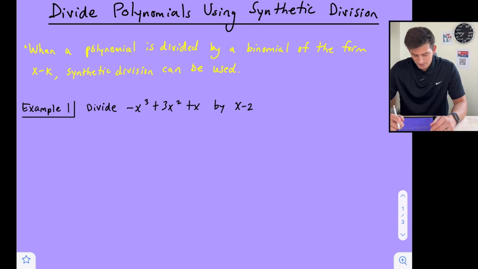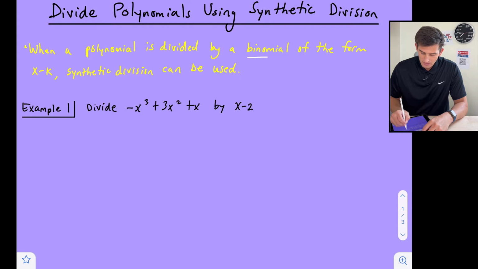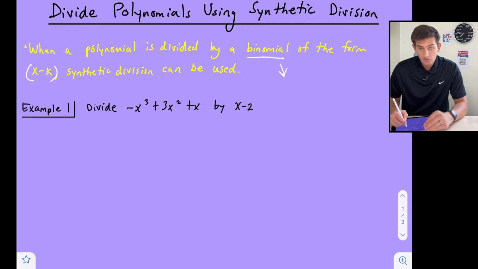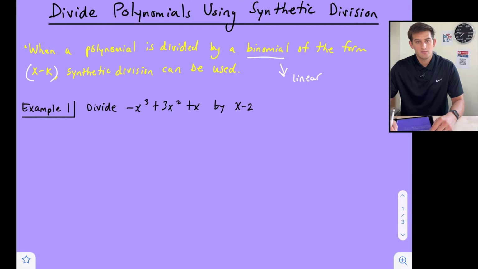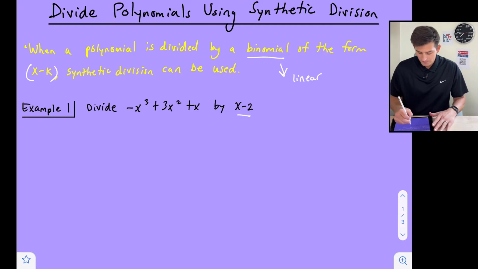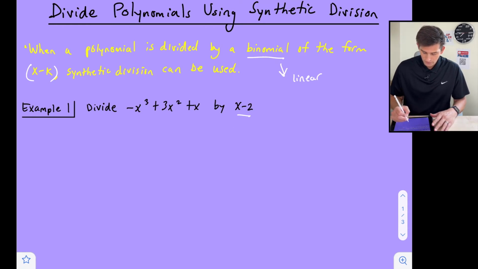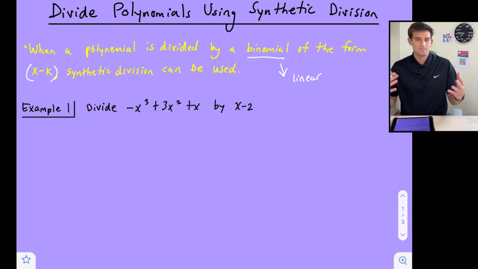So let's look at the top. It says when a polynomial is divided by a binomial, so that's key, a binomial of the form x minus k, synthetic division can be used. So this binomial also needs to be a linear binomial, okay? So we see right here in example 1, we're going to divide negative x cubed plus 3x squared plus x by x minus 2. So that's a linear binomial term, so that is when we can use synthetic division. Now, if this said something like x squared plus 4, then we cannot use synthetic division. We've got to use our long division method. So that's what we're looking for in order to know whether we can use synthetic division or not: x minus 2.